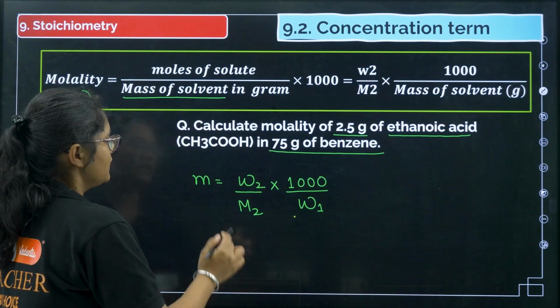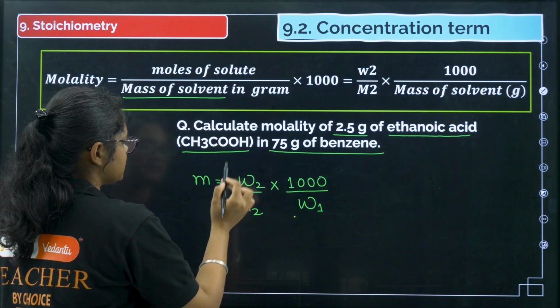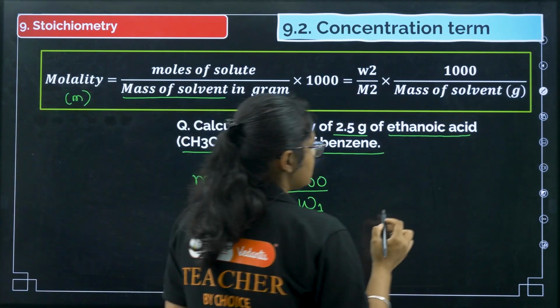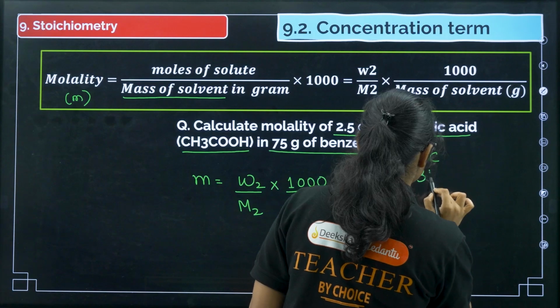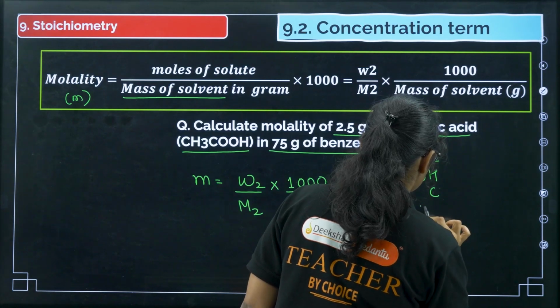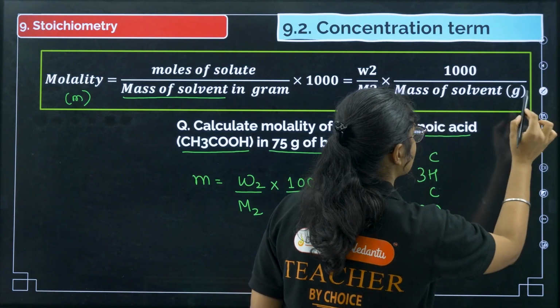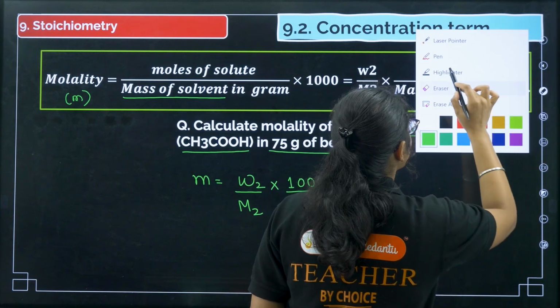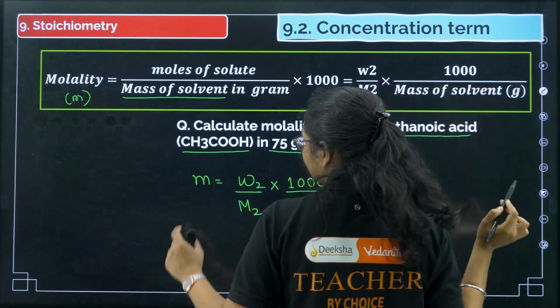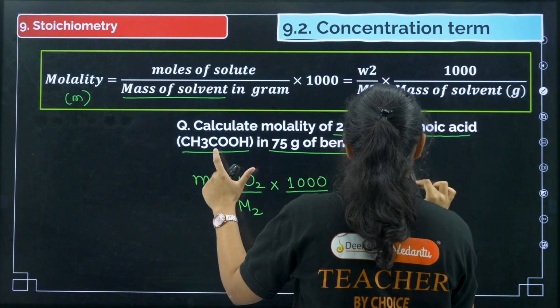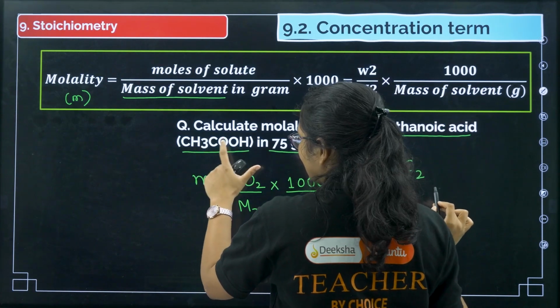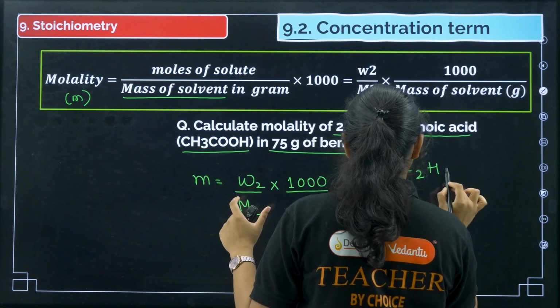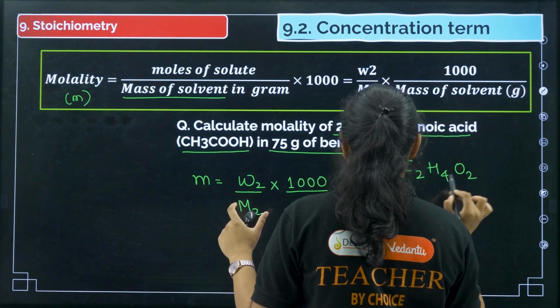Now let us calculate the molar mass first. We have here CH3COOH. So we have 2 carbons, then we have 4 hydrogens, and then we have 2 oxygens.